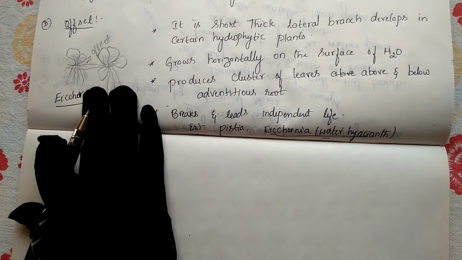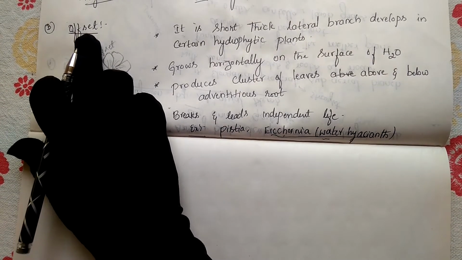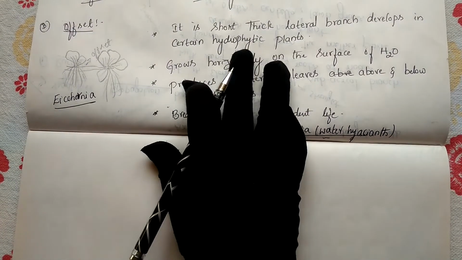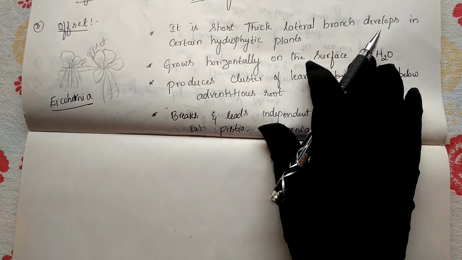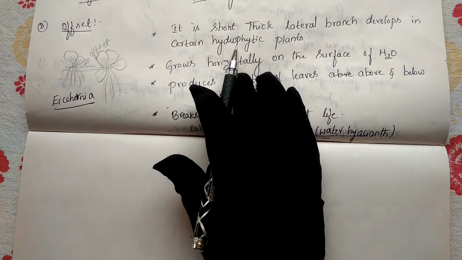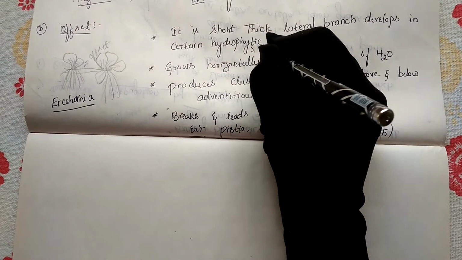So this is an Eichhornia plant, or water hyacinth plant, which shows an offset type of vegetative propagation. By taking this, let us discuss the offset. An offset is a short thick lateral branch developed in certain hydrophytic plants. What is the meaning of hydrophytic? Hydrophytic means plants which grow in water.